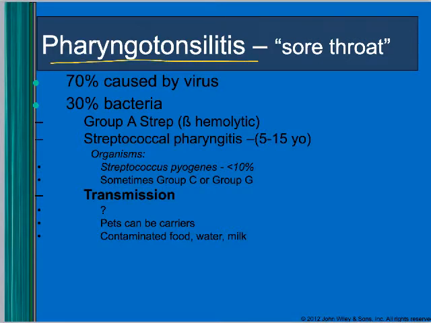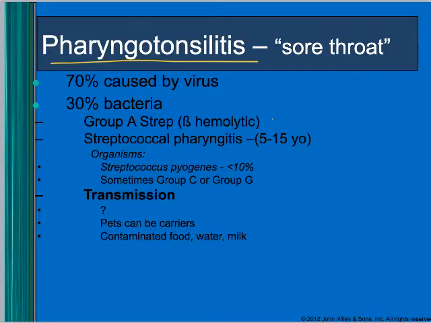70% of the time it's just caused by a virus. 30% of the time it could be caused by bacteria, and one of the bacteria that could cause it is group A strep. Group A strep, if you remember from lab, is beta hemolytic. The book says it occurs in young people, but I think it occurs in everything. Most of the time it's Streptococcus pyogenes, but sometimes it could be other streps.